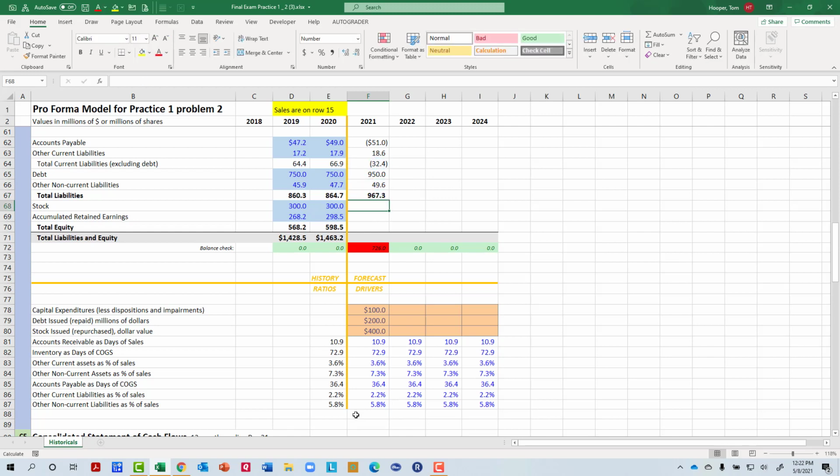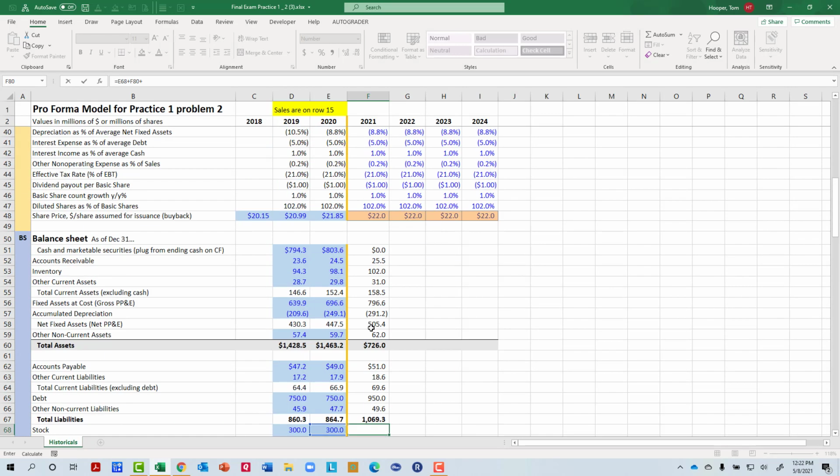Subtotal those like that. Make sure we're still on trend. Don't know why that one's negative. I think I left off a negative sign because that was an outflow upstairs. Okay, now I'm a little bit more on trend. See that debt being issued. Okay, that feels better.